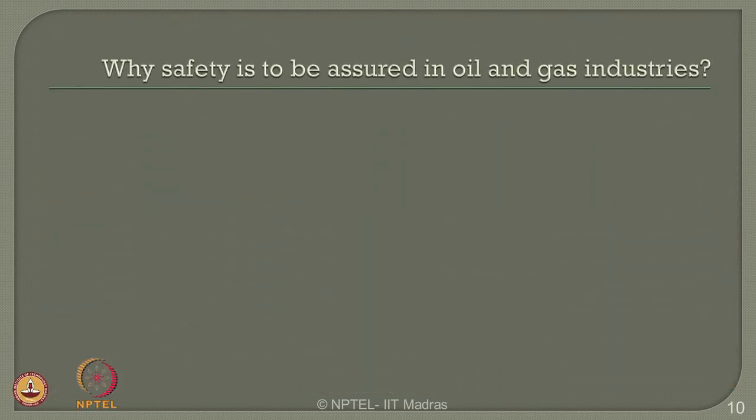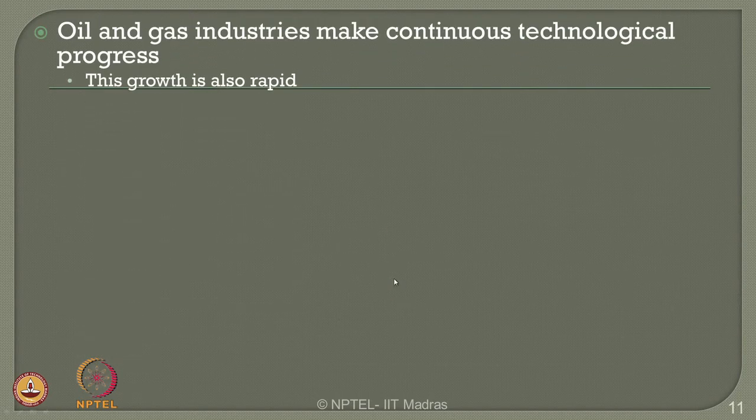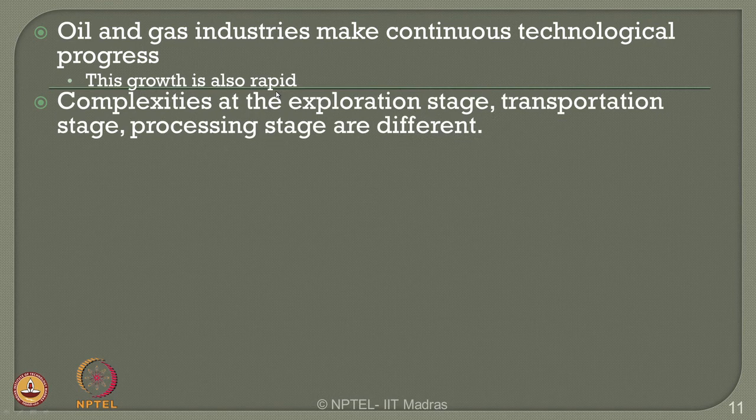Therefore, let us again ask a question and leave a final note to the audience: why safety is to be assured in oil and gas industries. It is a very interesting question, why is safety more important in oil and gas industries. Friends, let us reiterate, oil and gas industries make continuous technological progress, and we should be proud of it. This is one of the industries which makes continuous technological updates because of demand from the production industries. And more proudly, the growth this industry makes is very, very rapid. So, that leaves a very important note.